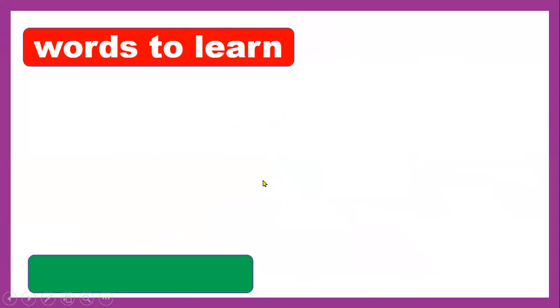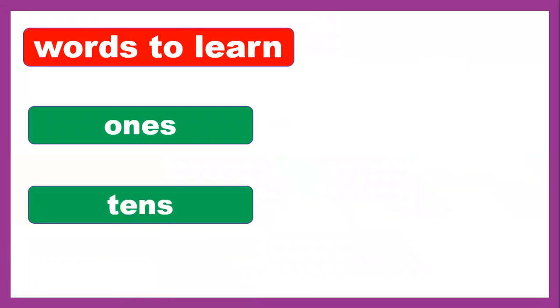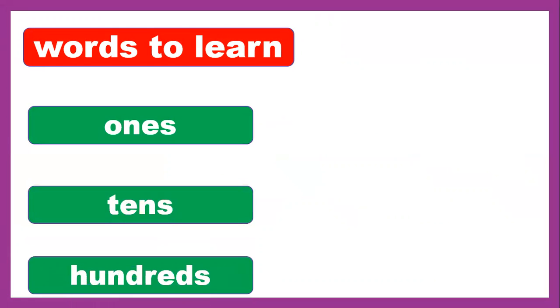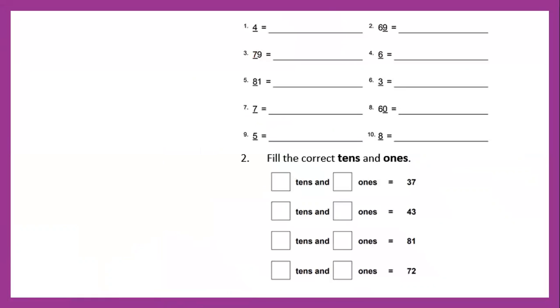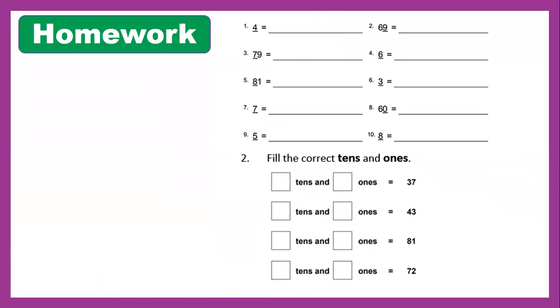Now you have learned that ones, tens, and hundreds are place values. And this is the worksheet. You have to identify that this is the homework. So is 4 ones or tens? You have to write O or T. Now look at 5. Now we have 60. So how many ones? We have 0 ones and 6 tens.